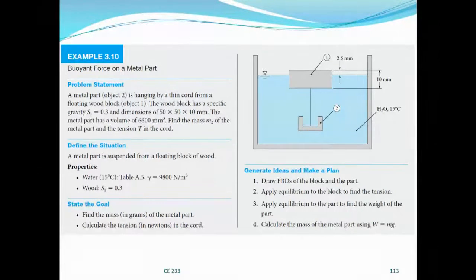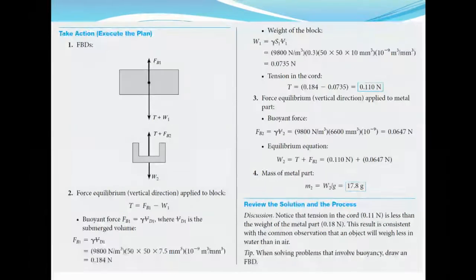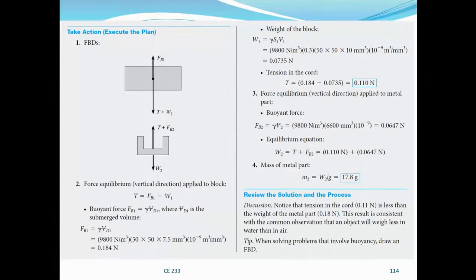So here a metal part is suspended from the floating block, and we have to find the mass and calculate the tension. So how do we set out to achieve this? First, we draw the free body diagrams of the block and the metal part and apply the equations of equilibrium to the block to find the tension, and do the same thing to find the weight of the metal part. Because when we find the weight, we can find the mass using W equals mg. And this is exactly what we did here.